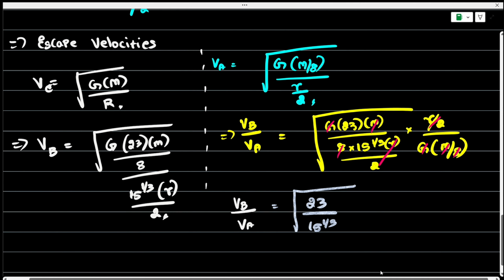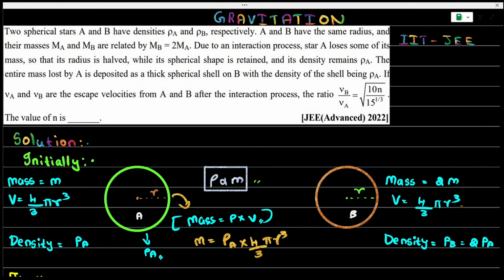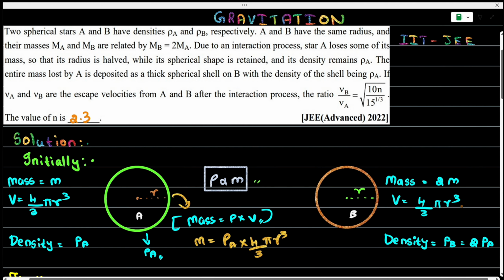In the question, they have given that VB by VA is equal to the square root of 10 into n divided by 15 to the power of 1 by 3. If we separate 10 from this value, we get VB by VA equal to the square root of 2.3 into 10 divided by 15 to the power of 1 by 3. Therefore, the value of n is 2.3. This is the final answer, and the correct answer.